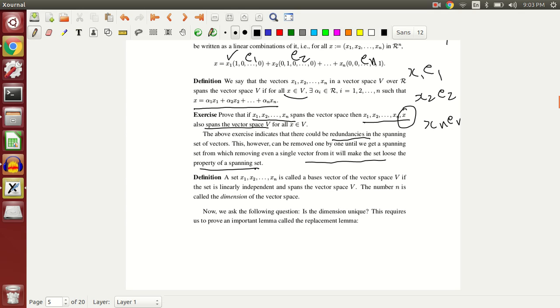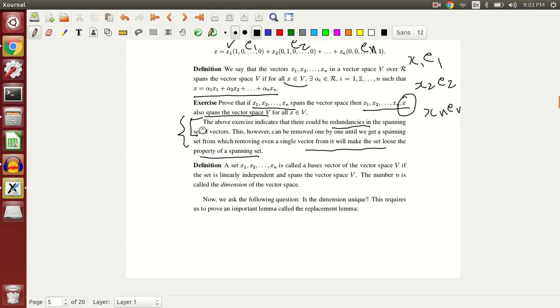Let's say there are n vectors which span the entire vector space, and you remove one, you don't span the vector space anymore. That's what it's talking about. So there can be redundancies in a spanning set of vectors. That's the point, which is indicated in lines 1 and 2.